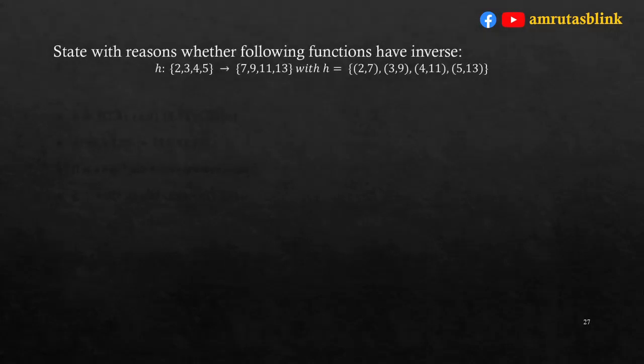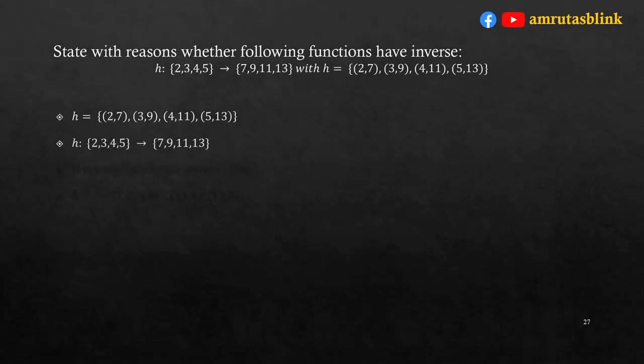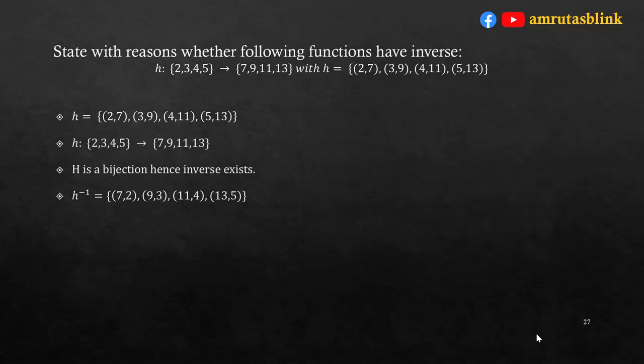State with reason whether the following functions have inverse. h is equal to {2, 3, 4, 5} related to {7, 9, 11, 13}, with h equal to {(2, 7), (3, 9), (4, 11), (5, 13)}. Now in this case h is a bijection, hence inverse exists and h inverse is equal to {(7, 2), (9, 3), (11, 4), (13, 5)}.